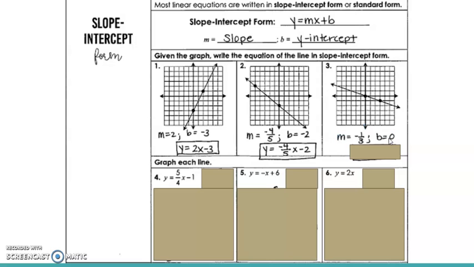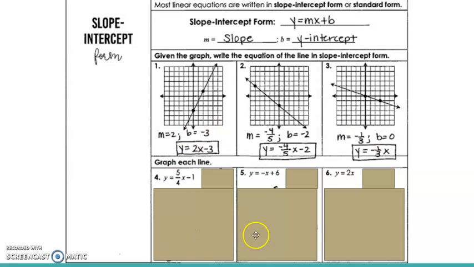Number 3 is the same exact way, but in this case, my y-intercept is the origin. Remember, origin is the point 0, 0, so my y-intercept is 0. When we write that out, we could write plus 0, but we don't have to. So when I write y equals negative 1/3 x, that plus 0 is there invisibly, so it's implied.